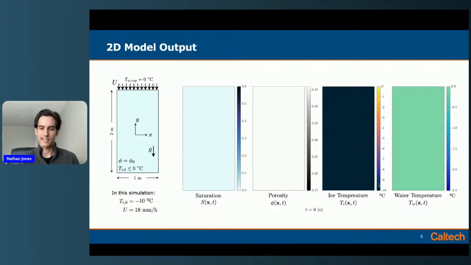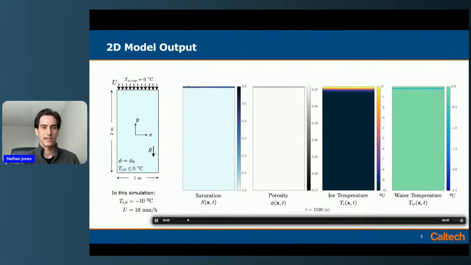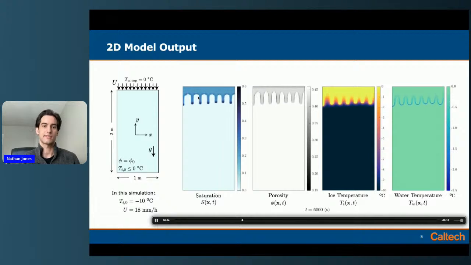Initially, everything is at minus 10 degrees Celsius for the ice temperature, and the water temperature initially is just at 0 because we're assuming it starts at equilibrium. And so we're just going to infiltrate water at the top at a rate of 18 millimeters per hour. When I play this video, if you look at these first two movies, we see the development of these fingers as the water propagates downwards.